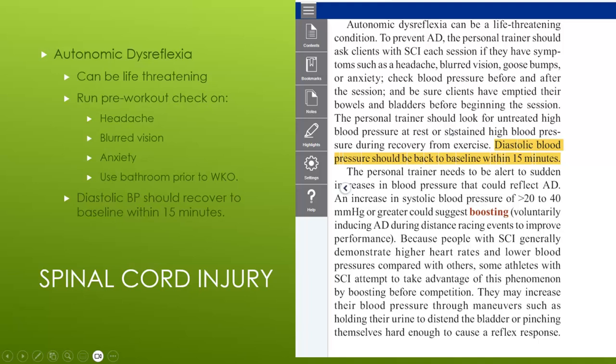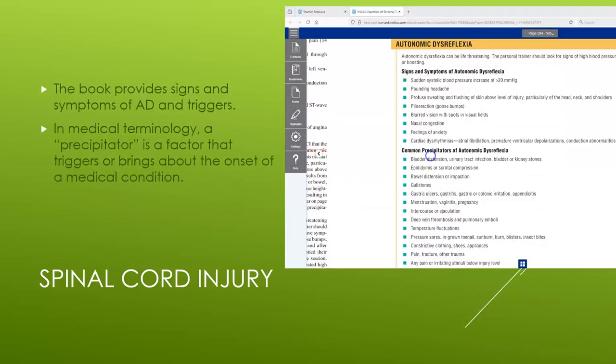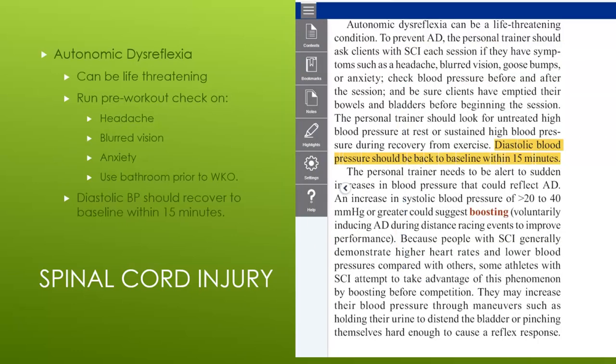But what they note, and it's for later, is diastolic blood pressure should be back to baseline within 15 minutes after recovery from exercise. And if it isn't, then you have a whole other issue in terms of autonomic dysreflexia.